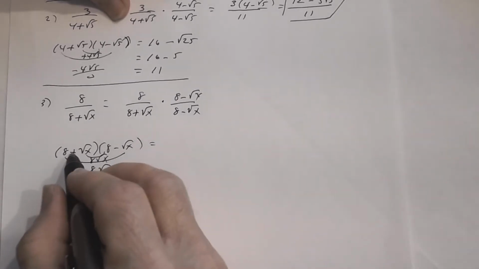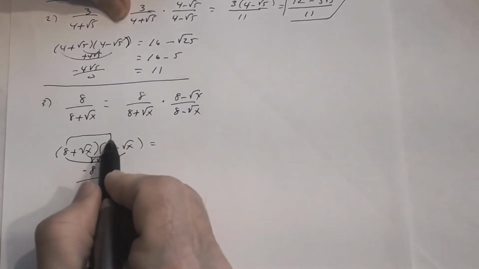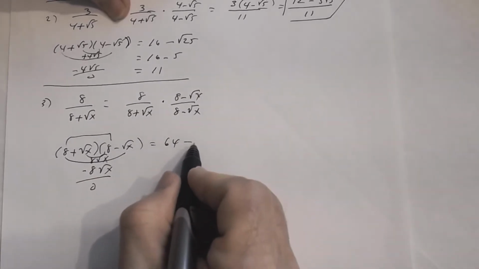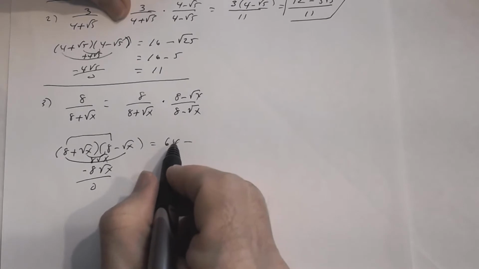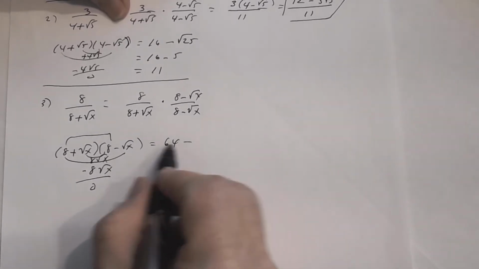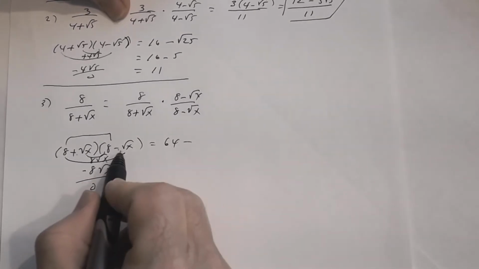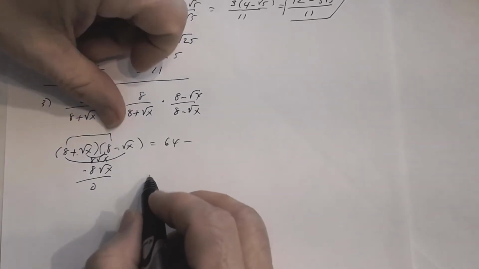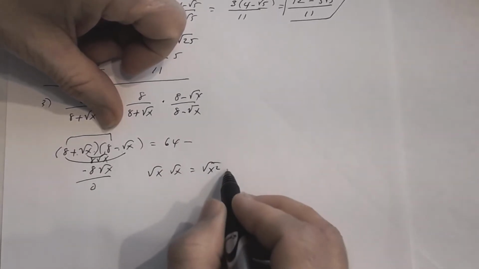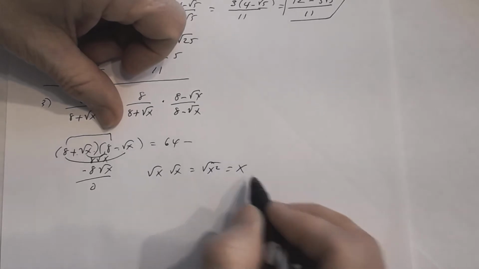So really all I have left is the first, 8 times 8, 64. A positive times a negative is a negative. Notice that when you multiply 2 conjugates, the last is always going to be a negative sign. Positive times negative, so the signs are different. And then I want you to notice the square root of x times the square root of x is the square root of x squared. But remember, what's the square root of x squared equal to? It's equal to x.